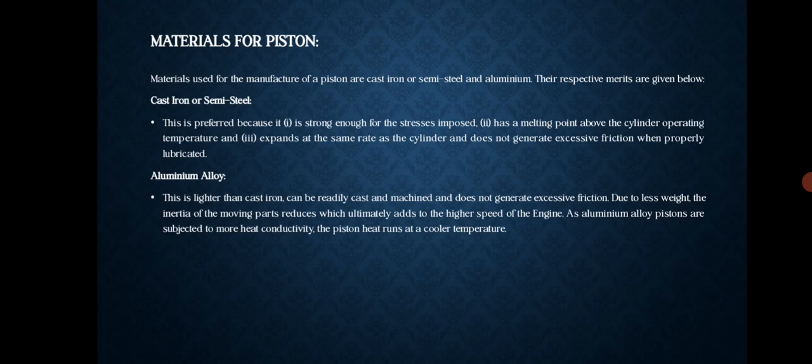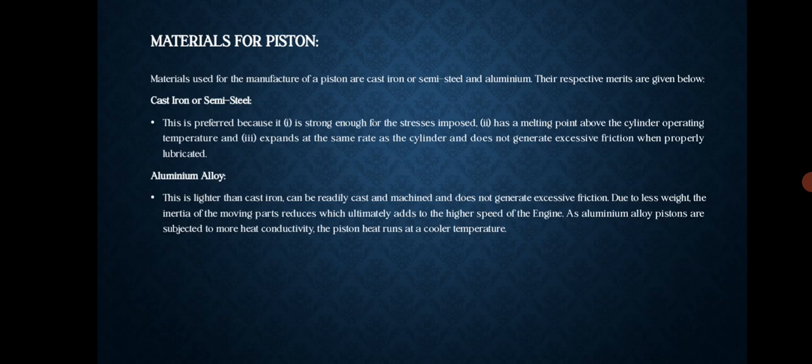Materials for piston. Materials used for the manufacture of the piston are cast iron or semi steel and aluminium. Their respective merits are given below. Cast iron or semi steel. This is preferred because it is strong enough for the stresses imposed. It has a melting point above the cylinder operating temperature and expands at the same rate as the cylinder and does not generate excessive friction when properly lubricated.